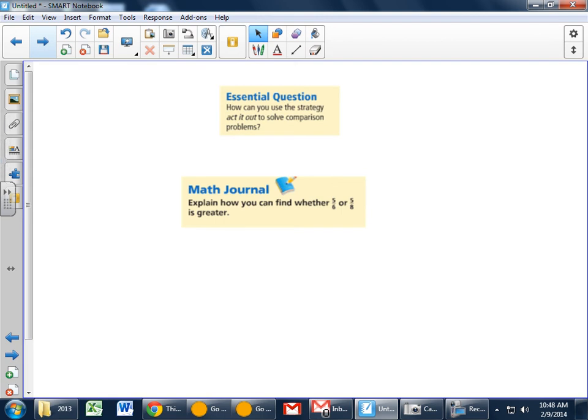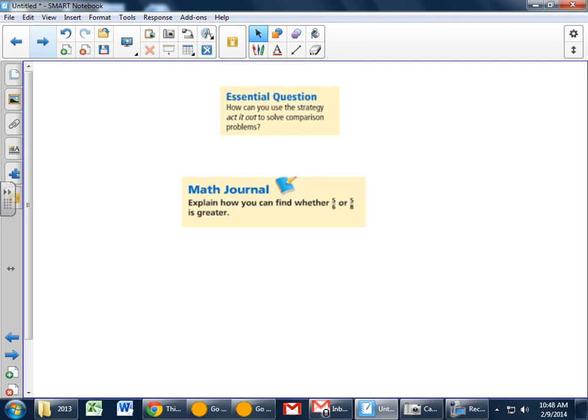And you're going to go ahead and do page 354 on your own, 4 through 8. Using the table to solve your problems. Use that show your work space. And when you are done, you're going to be back at your essential question and your math journal. This is your last fraction chapter, I believe. So when you're done with this chapter, I will be collecting your math journals and scoring those, so make sure that you're answering them. Make sure you have your essential question written. How can you use the strategy act it out to solve comparison problems? And then your math journal prompt, writing that in there also.